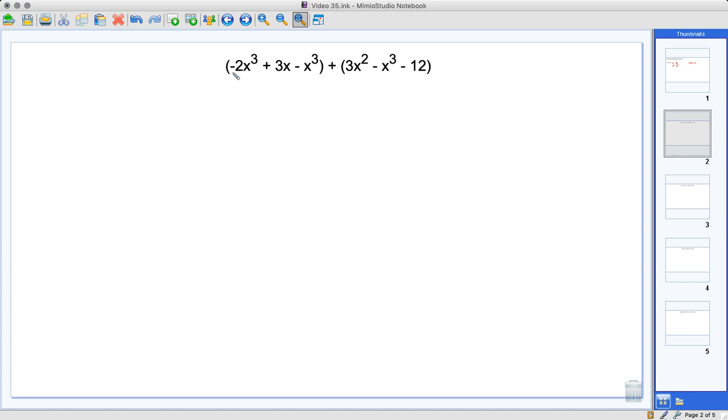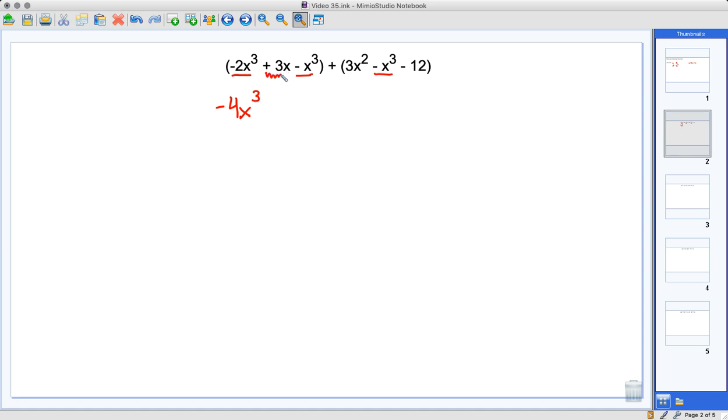So I just start with the first term, negative 2x cubed. Is there any other x cubed in my problem? Well, there's minus x cubed and minus x cubed there. So that's negative 2 minus 1, so negative 3, plus another negative 1 is negative 4. So you get negative 4x cubed.